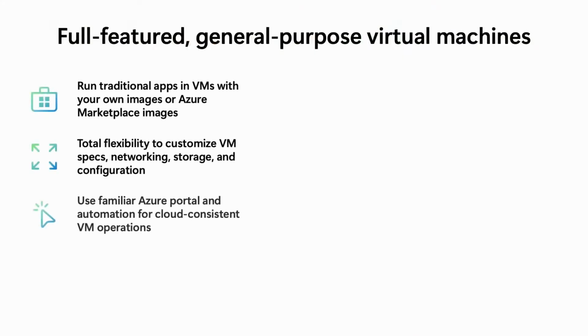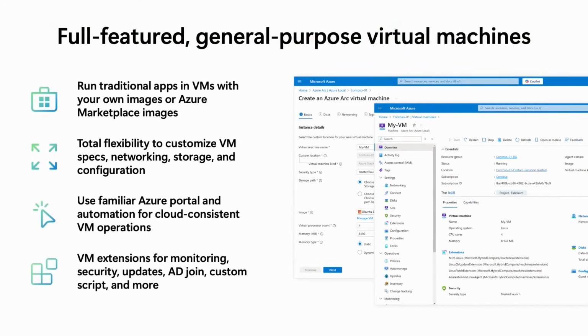Azure Local gives you the ability to run all of your existing apps with full-featured general-purpose virtual machines. You need to run Windows, you need to run Linux, you need to run FreeBSD Unix. We got you covered, okay?